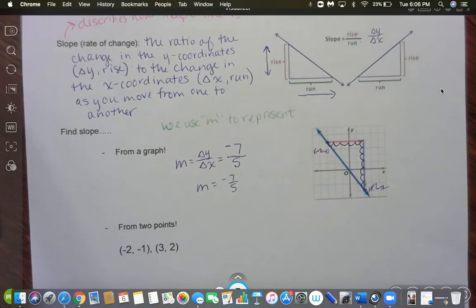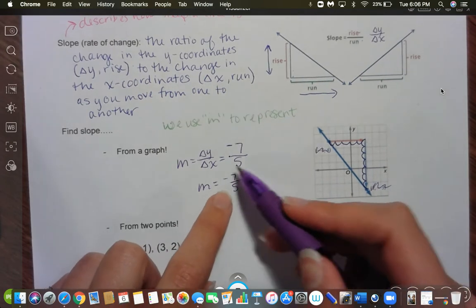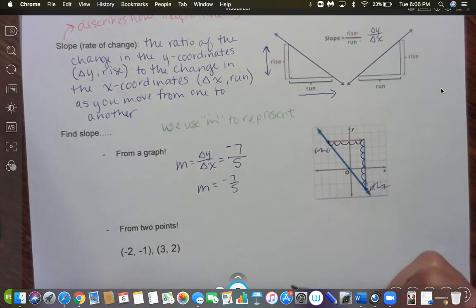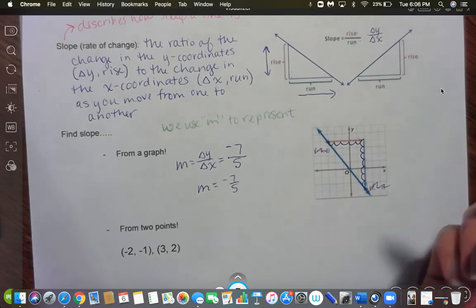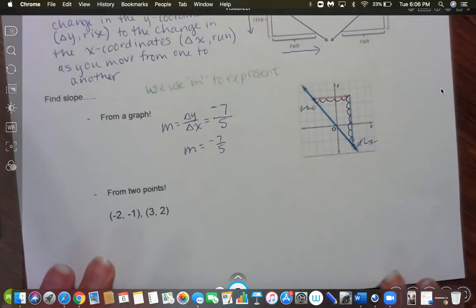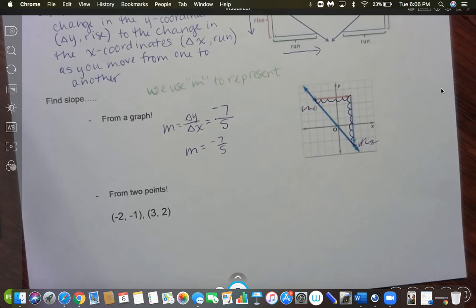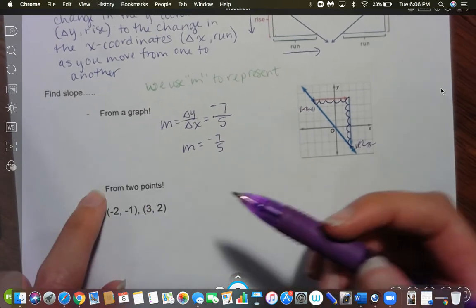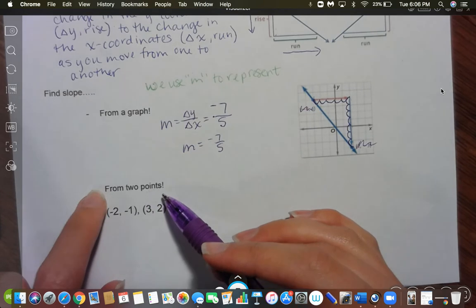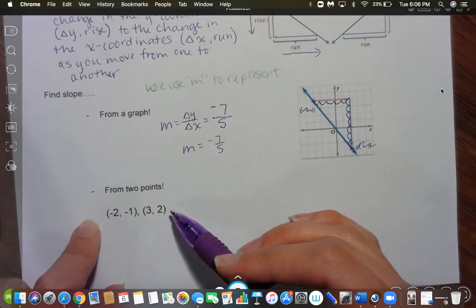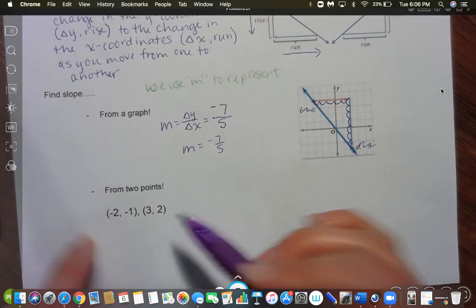And you can write that as a decimal if you need to as well, but this is totally acceptable, and this is probably the easiest way to write it. So that's our slope. That's all we're really finding. So from a graph, it's just counting spaces and knowing which one to start at. All right. If we look at this situation though, where we have 2 points and we don't have a graph, can't necessarily count.